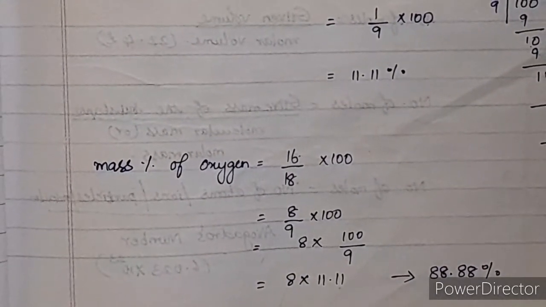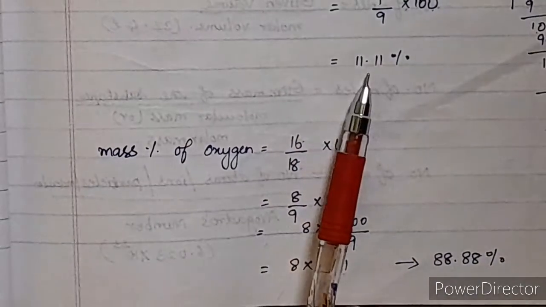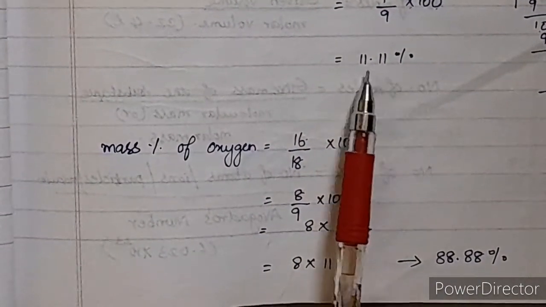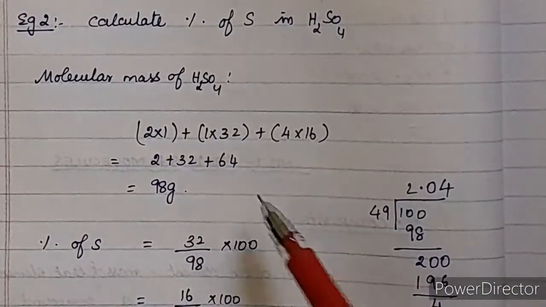So this I can multiply by 8. So I will get 88.88 percentage. So the percentage of oxygen is 88.88 in water and the mass percentage of hydrogen is 11.11 in water. Let's see one more example, that is example 2.